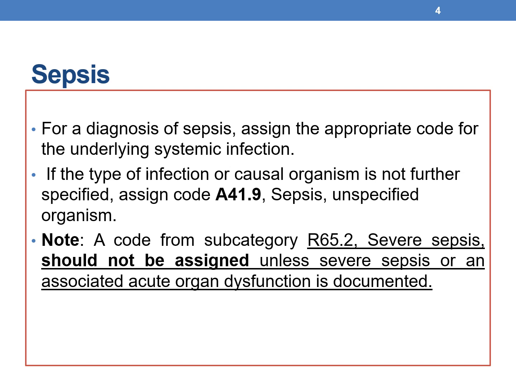Now coding for sepsis. For a diagnosis of sepsis, assign the appropriate code for the underlying systemic infection. If the type of infection or causal organism is not further specified, assign the code A41.9, which is sepsis, unspecified organism. So for NOS of sepsis, the code is A41.9. A code from subcategory R65.2, which is severe sepsis, should not be assigned unless severe sepsis or an associated acute organ dysfunction is documented.